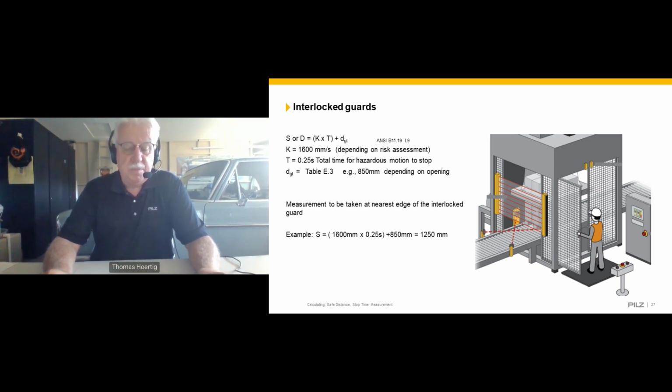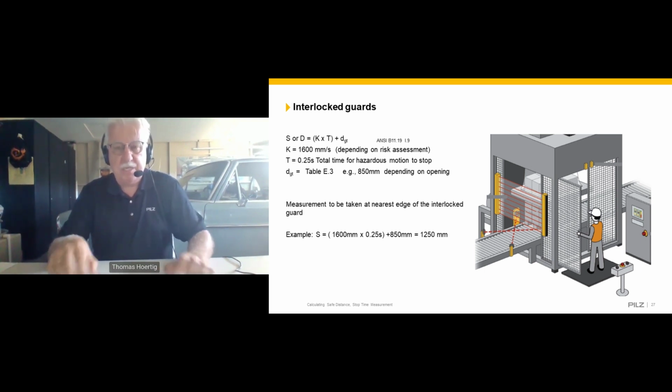And here we have an example. When we put the formula into use here, we have 1600 millimeters times 0.25 seconds plus 850. So we need to be away at least 1250 millimeters. You will find also some information about interlocks in general in the ISO standard 14119 specific types. So what happens if you open an interlock door and the machine has a longer rundown time and there is a possibility of reaching the hazard?